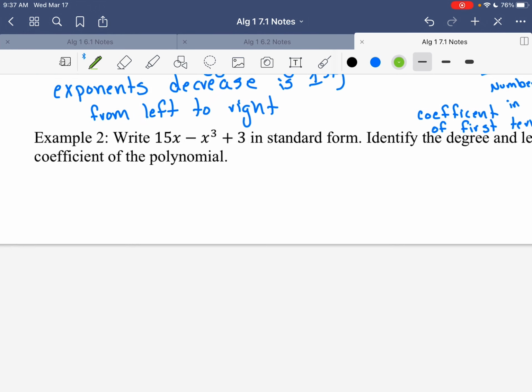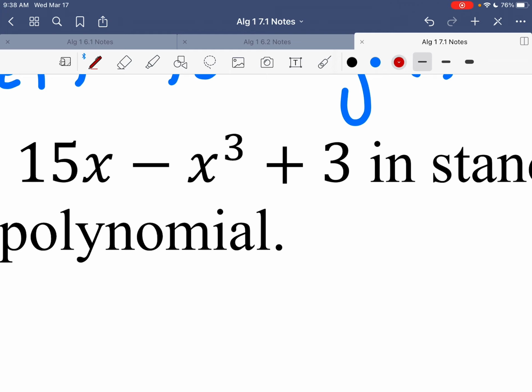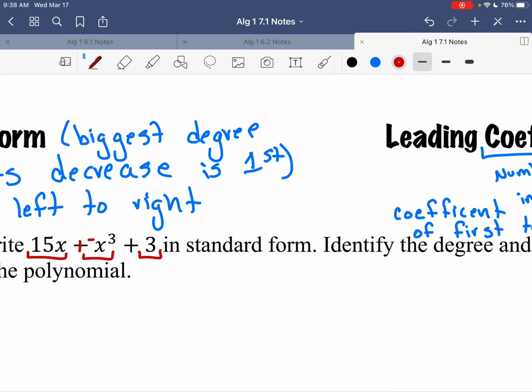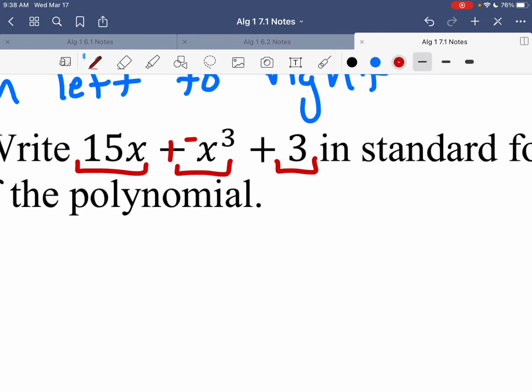Okay, so here they give us a polynomial. We want to write 15x minus x to the third plus 3. Very first thing I'm going to do, and many of you do not do this yet, I'm going to write the subtract as adding a negative. So that negative is attached to that term. I can tell here that it's got 3 terms, 1, 2, 3, because I'm adding 3 things. It wants us to write it in standard form, identify the degree and leading coefficient.